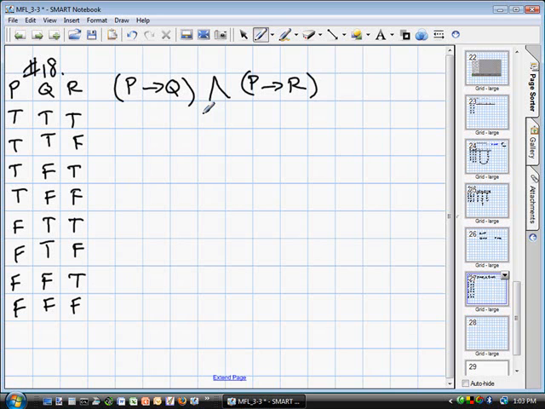Okay, if P then Q. New rule. What is it? Only false when the first one's true and the second one's false. TT, TT, TF. There's the bad boy. There's another bad boy. TF. False true, false true, false false, false false.